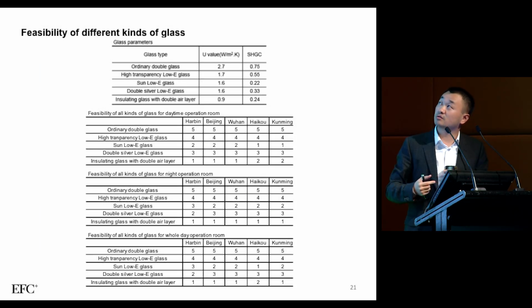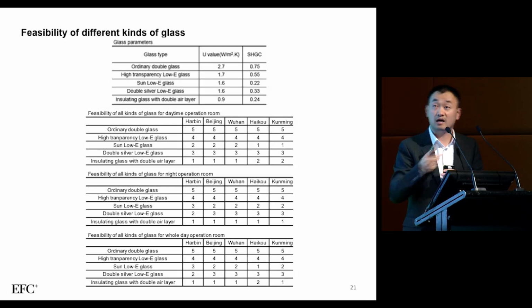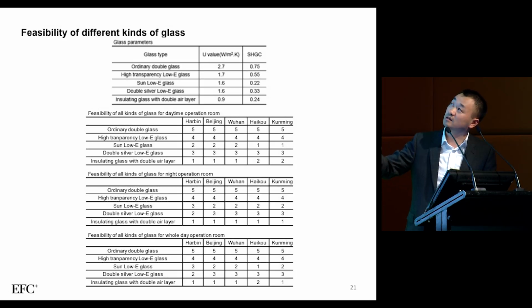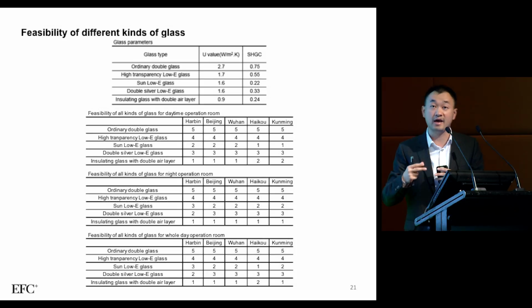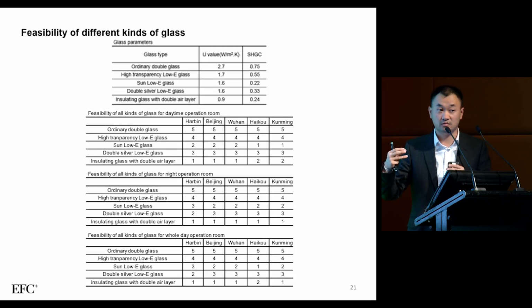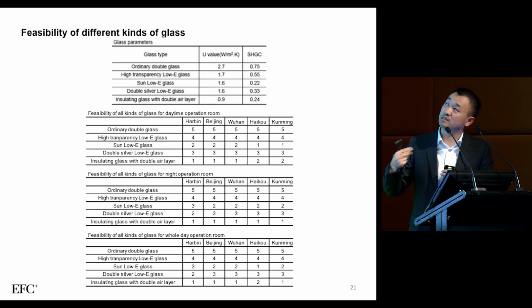So we found out different kinds of glass. One is ordinary double glaze, and the other one is high transparency low E glass. Actually, this high transparency low E glass has a very high SC value, so much light will transmit through the glass from outside to inside, and the sun low E glass will control the light from transmitting. Double silver low E glass will have a better U value, and the insulating glass with double air layer has the best U value. So in different cities, we will have different kinds of choice.